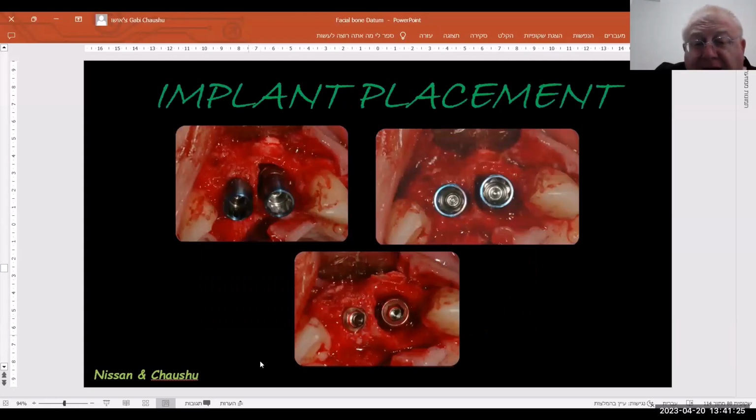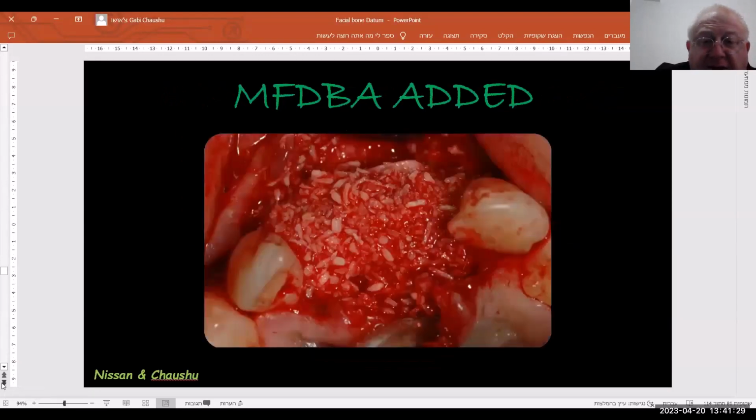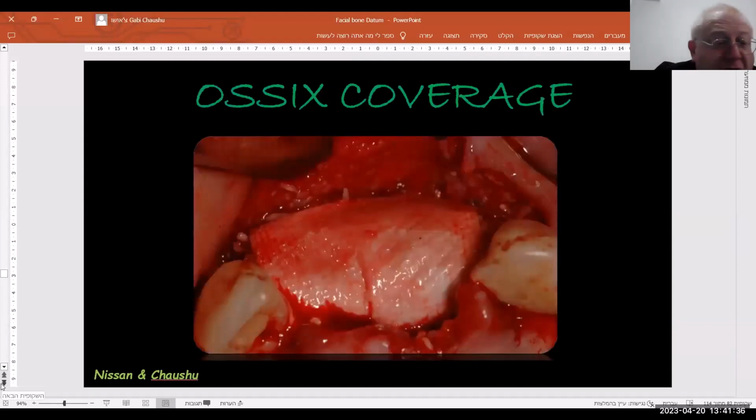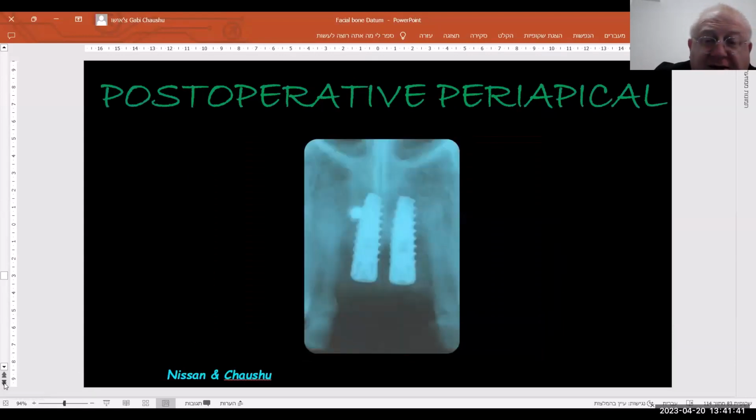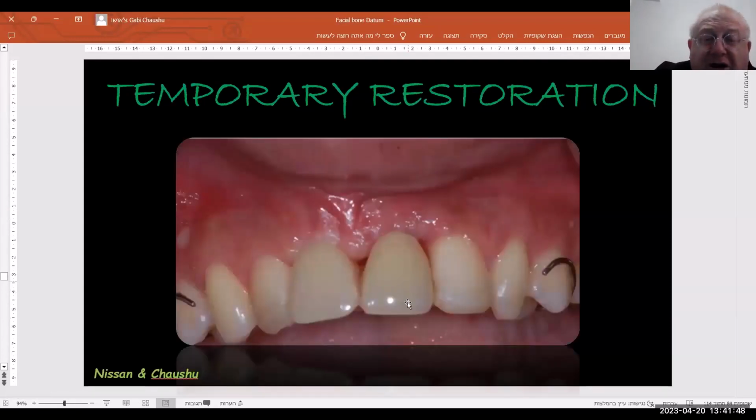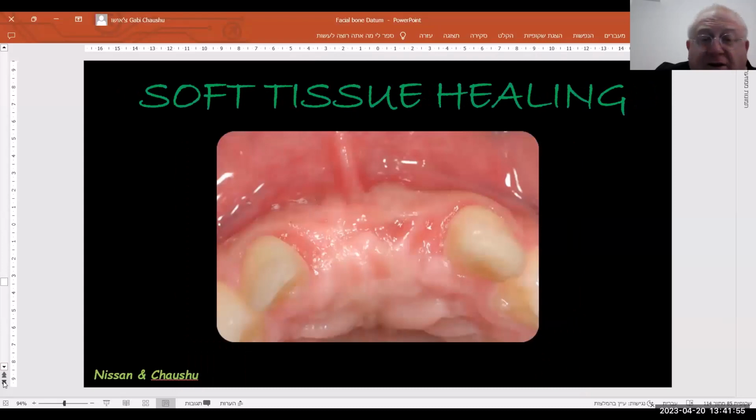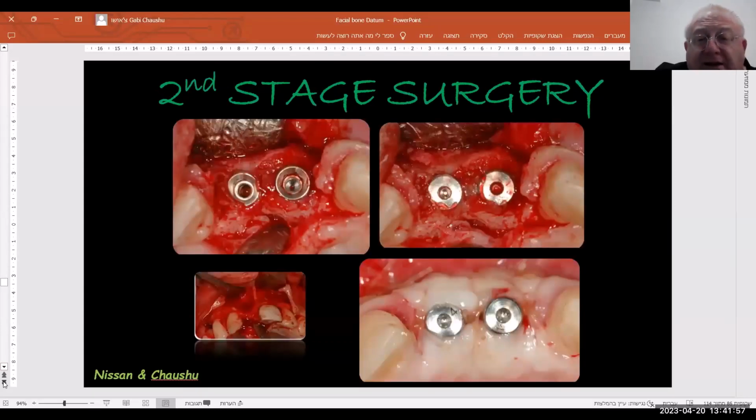2 MIS implants were placed. This is a 7 coming from MIS. Again, to be sure, we did another bone augmentation, basically to preserve our result. Again, coverage with O6. We're human. We forgot one screw here, but we took it later. And the temporary restoration always needs not to rely on the anterior teeth. This is soft tissue healing. Second stage surgery.